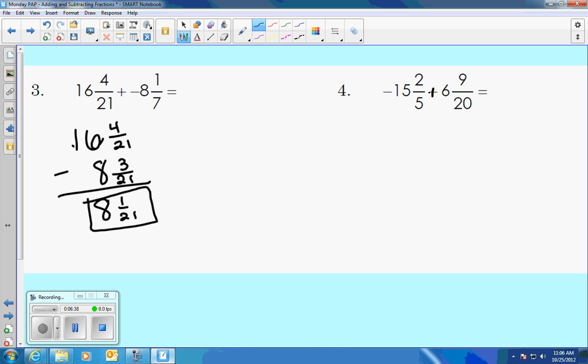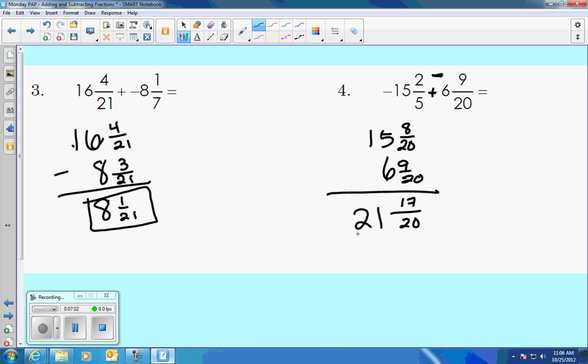Please make sure you add the opposite on this next one. You've got negatives and negatives, which means really we're adding the two numbers together. I do need to find a common denominator, so this is going to be multiplied by 4. And this is already at 20. I'm adding the two numbers together, which is going to give me 21 and 17 over 20, except they were negative to begin with, so I have to make sure and put my negative on my answer.